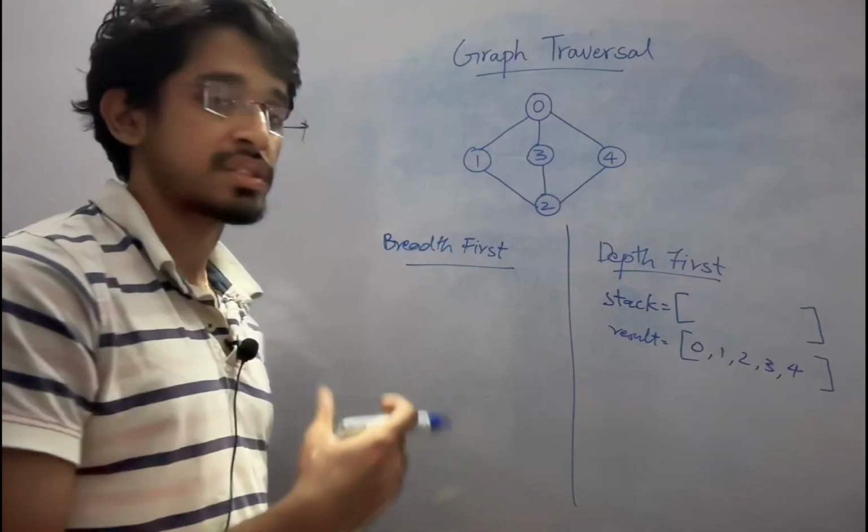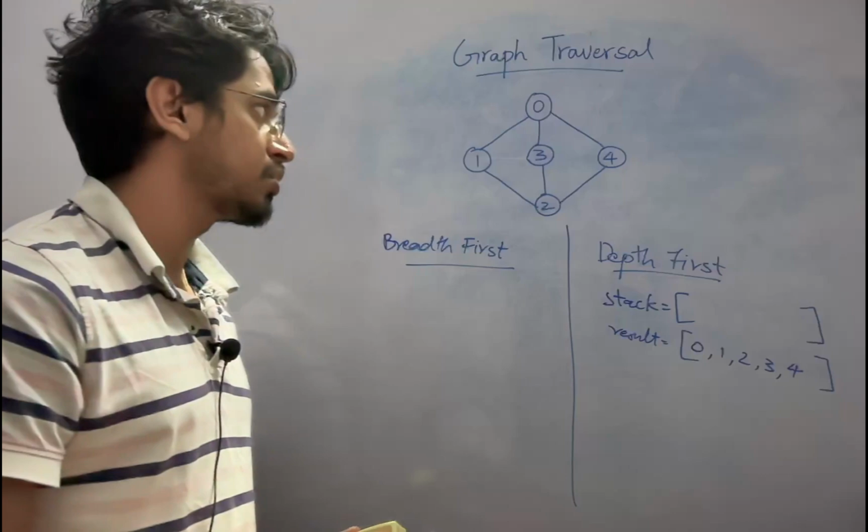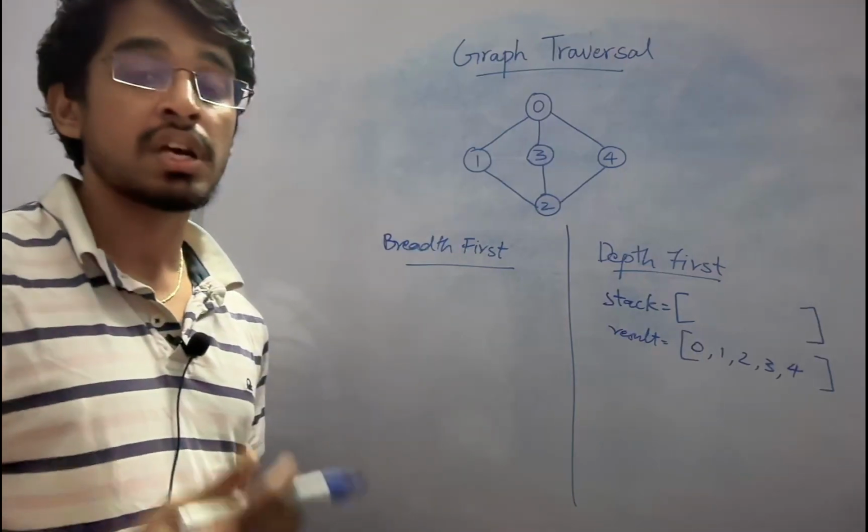Let's now understand how we traverse a particular graph using breadth first. Over here, as I told, we need to use a queue data structure.